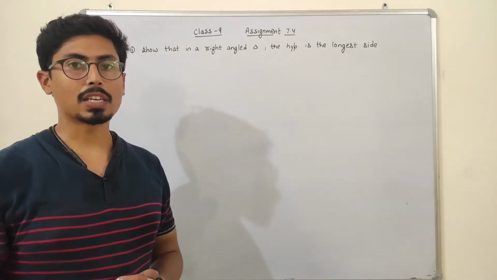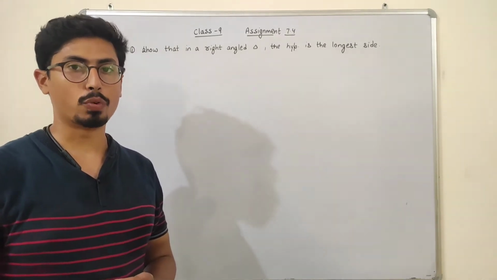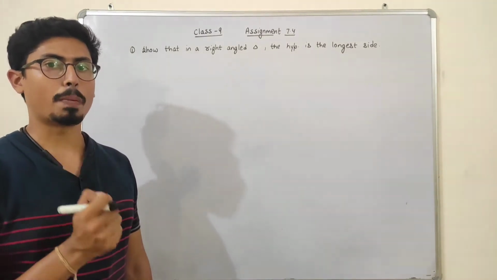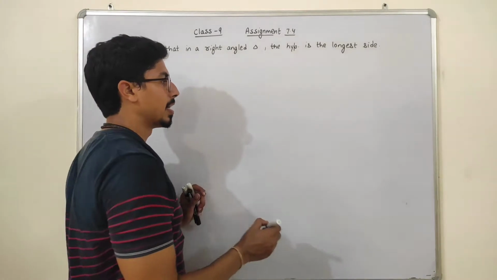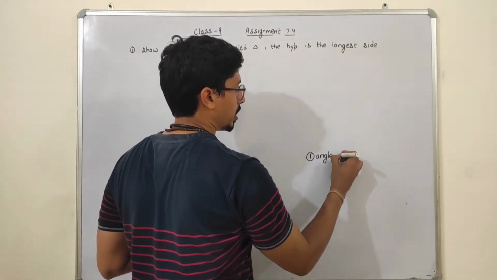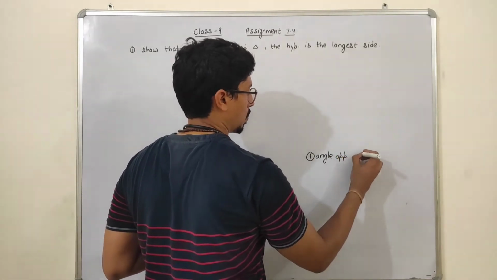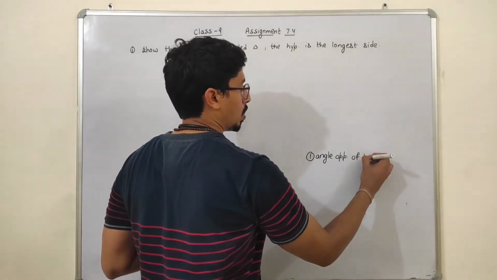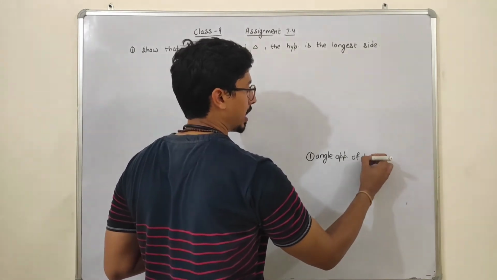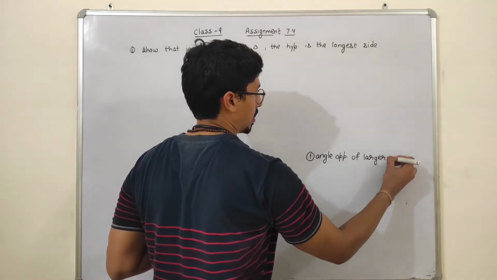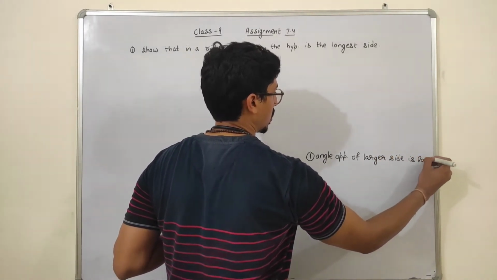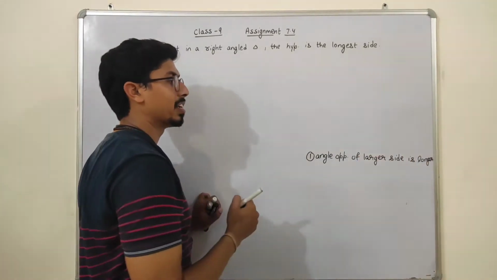Students, in today's class, I'm going to discuss the assignment 7.4. Before starting this assignment, I'm going to discuss two properties with you. First is the angle opposite to the larger side is longer. See, what does it mean?